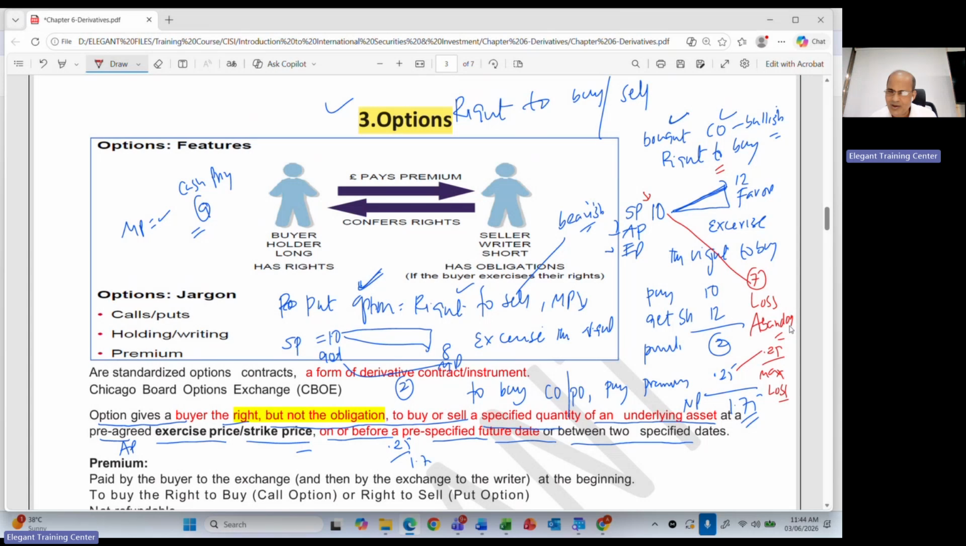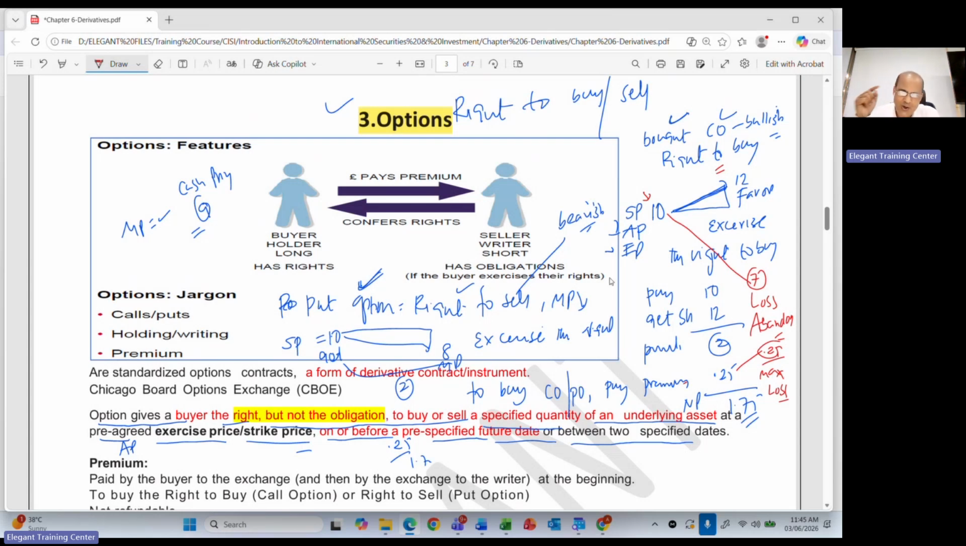If you don't want to buy, you can say, I don't want. So if you don't want to buy because the price has gone to 7, why would you pay 10 when the price is 7? You can abandon, right? So what do you pay? Whatever premium you paid, the premium 25 fills you have paid, that's your maximum loss, right?